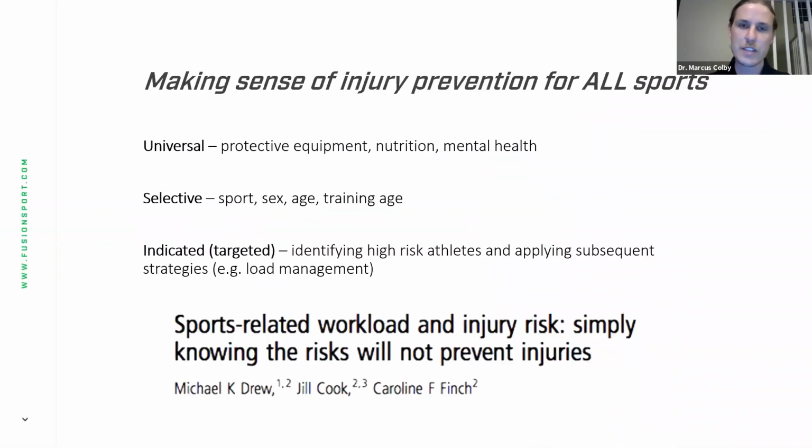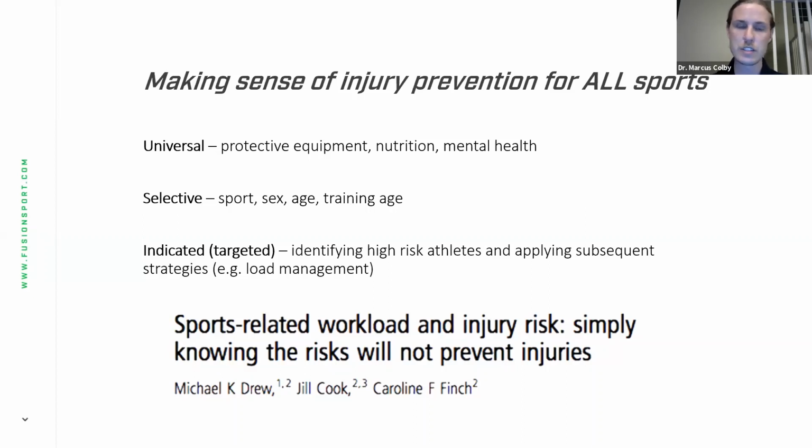So just to make sense of injury prevention as a whole, and this is for sports, for the clinical setting, for the military, there's some really basic frameworks for how we look at preventing injuries. And this is really important when we start to conceptualize and think about our philosophy in this space of building systems and processes to prevent injury. It's broken down in a really good article that I'll encourage you to read, and we'll leave some links in the future documentation of this, on sports-related workload and injury risk. So simply not knowing the risks will prevent injuries.